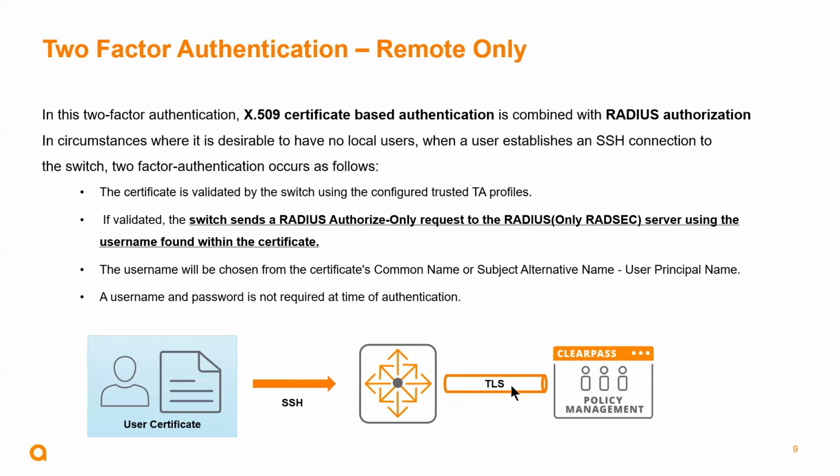And it will check the username found within the certificate. The username will be chosen from the common name or subject alternate user principal name. And only the username will be validated for authorization in the remote RADIUS server. There won't be any password validation. So username and password is not required at the time of authentication. The username will be fetched from the user's certificate.